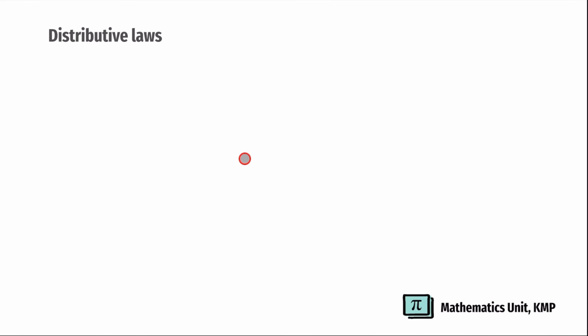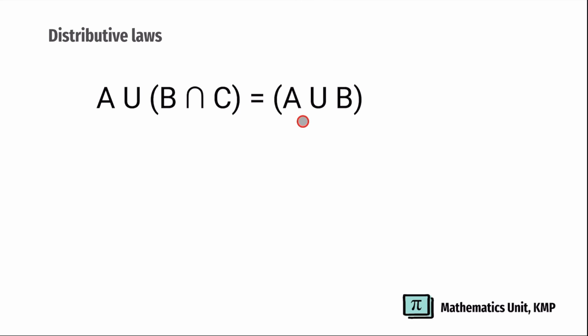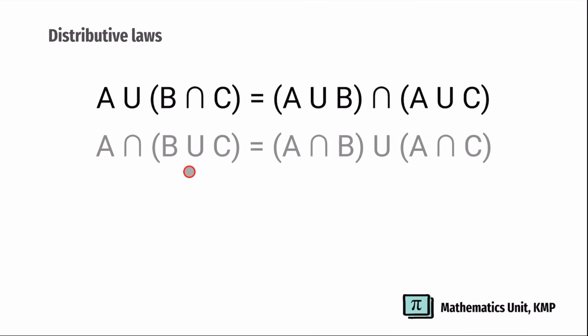The last property is distributive laws. If we have A union, B intersect C, we'll do this intersection operation first, then we're going to union with A. It is the same as if we have A union B, then we intersect with A union C. So we may do the same if we have the operation for intersection.